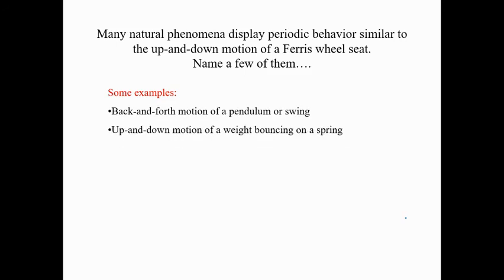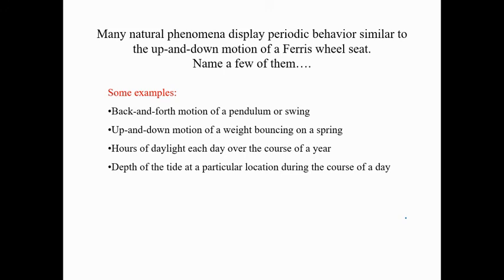Okay? Many natural phenomena display periodic behavior similar to the up and down motion of a Ferris wheel. Please name a few of these either in the chat or go ahead and unmute yourself. Okay, some examples that I've come up with, which you might have mentioned: back and forth motion of a pendulum or swing, up and down motion of a weight bouncing on a spring, hours of daylight, believe it or not, each day over the course of a year, depth of the tide at a particular location during the course of a day, flickering of a fluorescent light, vibrating of a guitar or piano string.